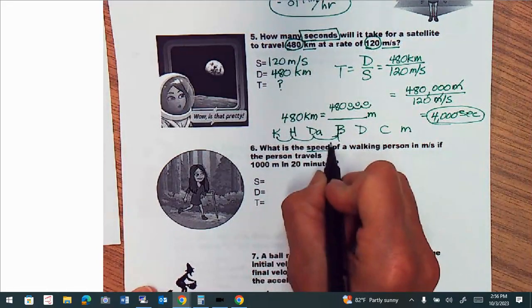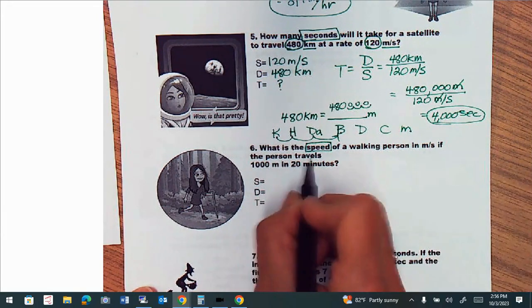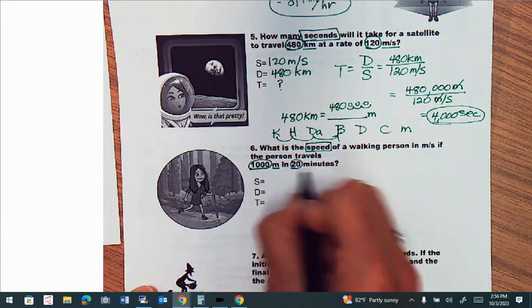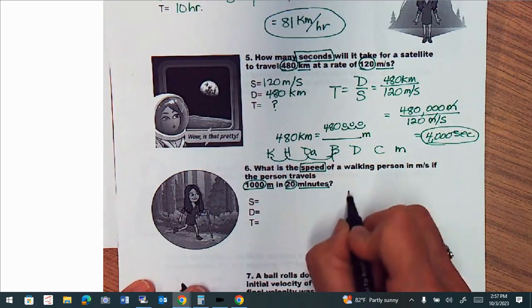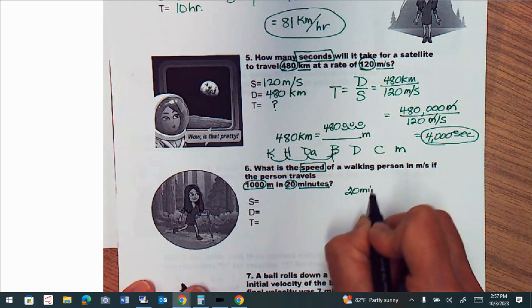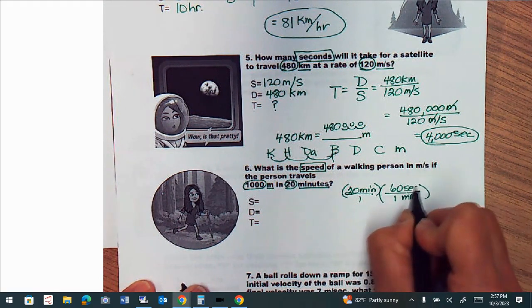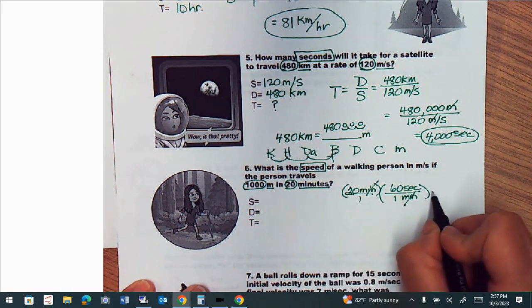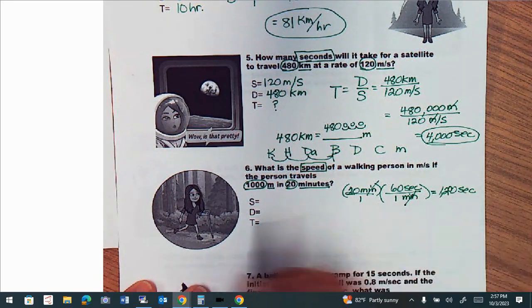What is the speed of a walking person in meters per second if the person travels 1,000 meters in 20 minutes? So we need to change our minutes to seconds. So we know 20 minutes, we set up a ratio. We know in 1 minute there are 60 seconds. We have minutes on the top and the bottom. They cancel out. If we multiply 60 times 20, we're going to get 1,200 seconds for our time.